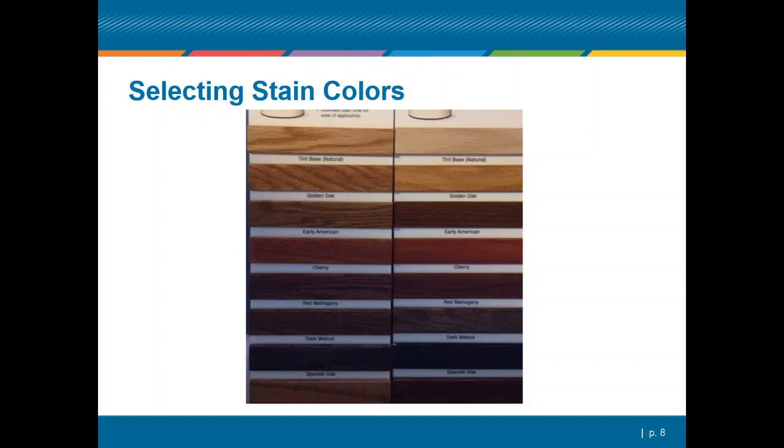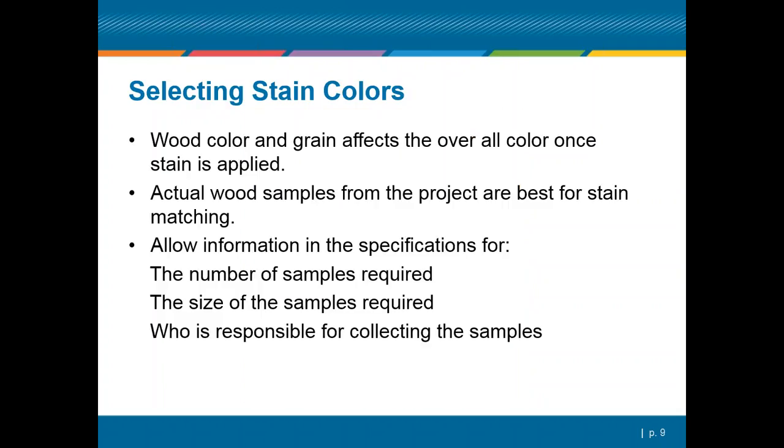So to that degree, you can get that variance because the grain and the color of the wood affect the stain color overall. Whenever we're looking at these things, if we're involved in a commercial project where we're going to do a lot of stain and varnishing, we may want to get actual samples of wood from that project to do the stain samples on. That would be the best way.